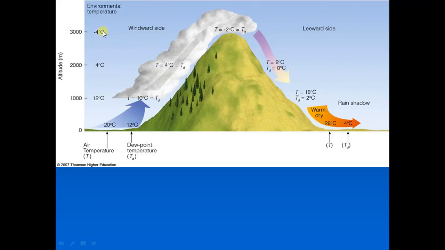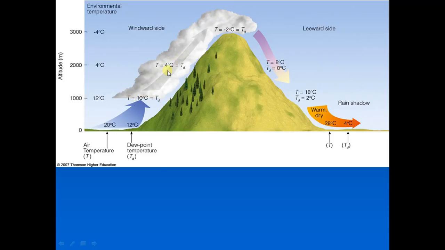And the environment temperature is dropping by 8 degrees Celsius per 1,000 meters. So the environmental lapse rate is 8 Celsius per 1,000 meters. It's in between the moist adiabatic lapse rate at 6 degrees Celsius per 1,000 meters and the dry adiabatic lapse rate at 10 degrees Celsius per 1,000 meters. Okay? So the air only needs to rise up to 1,000 meters, a few thousand feet, the lower part of the mountain, in order to condense.